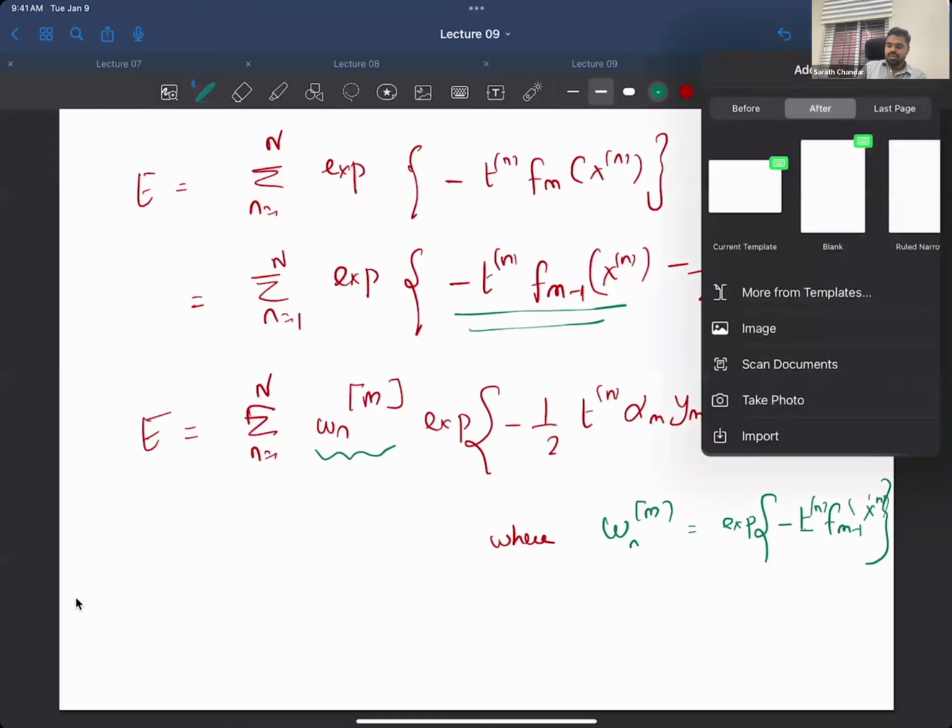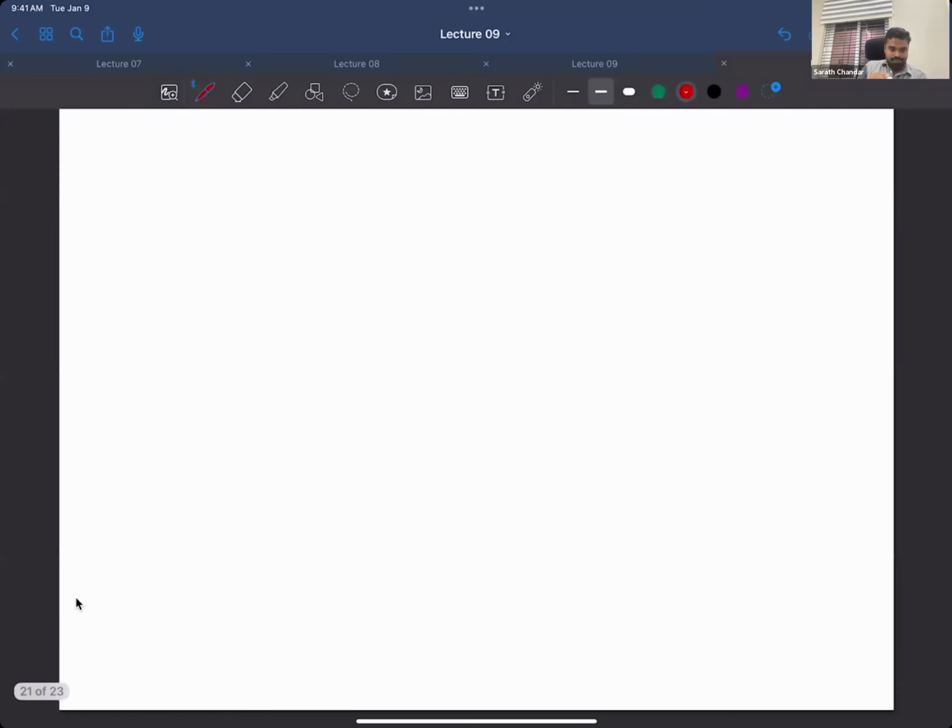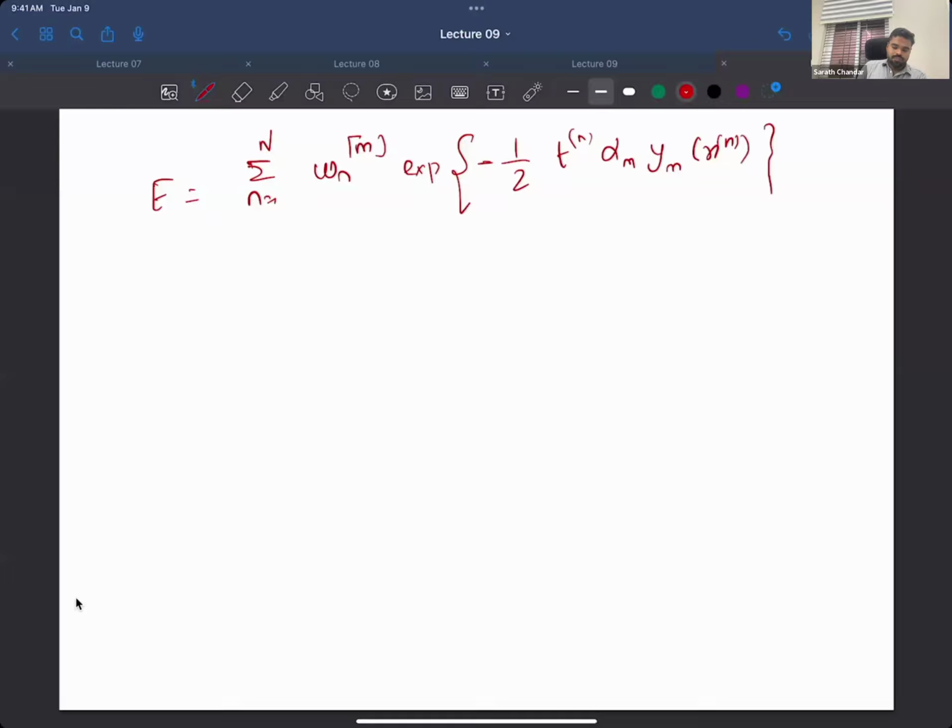Okay, so let me rewrite this. The error is given by the summation n equal to 1 to capital N, Wn of m, times e to the power of minus 1 over 2 Tn alpha m ym of x.